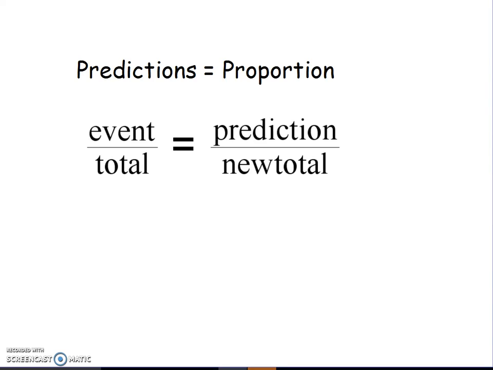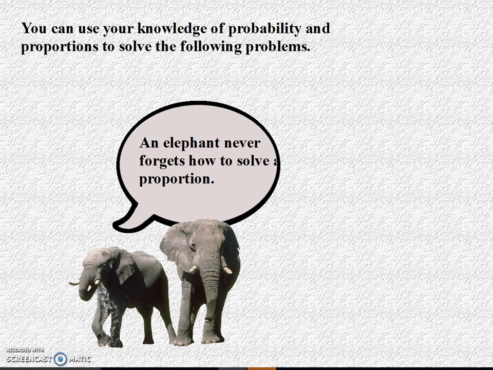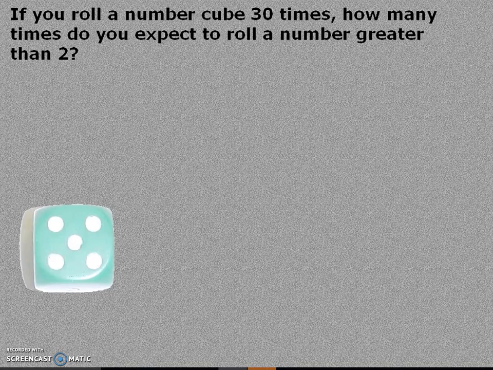Probability and predictions. You can solve predictions using a proportion. So your probability is the event over the total, and you can have your prediction over the new total. All right, so let's take a look at our first example.